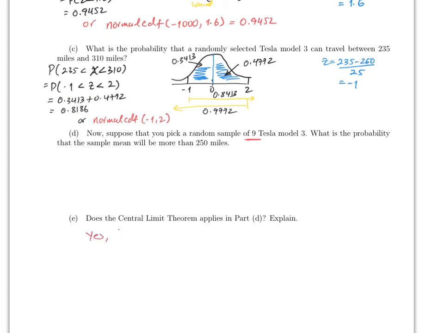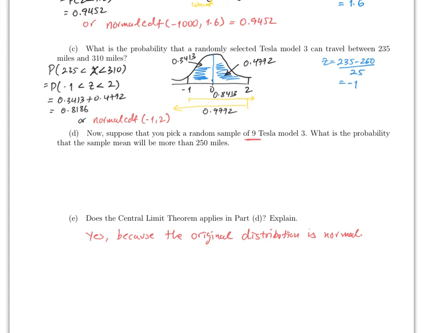Why? Because the original distribution is normal, okay? Because that's what I told you at the beginning. So since the original distribution is normal, then you don't need to have 30 or more. That's why it works, okay? Remember, this was the example with the Pepsi. If you have 2 Pepsis or 3, they're Pepsis. But if they're not Pepsis, you need to have at least 30 or more.